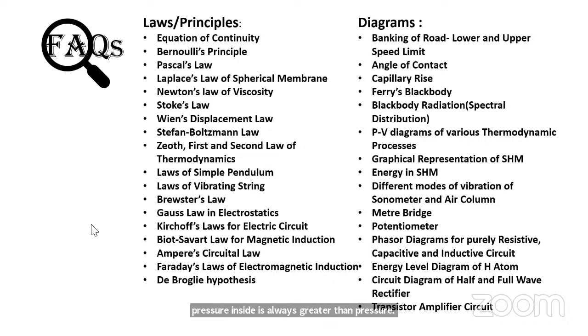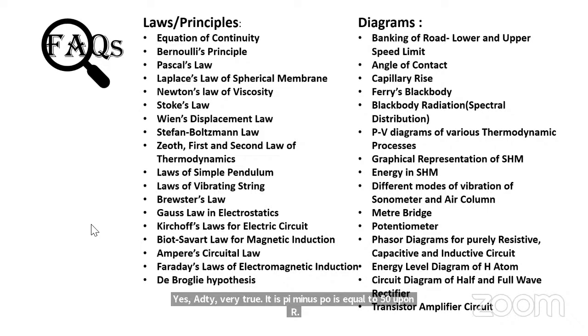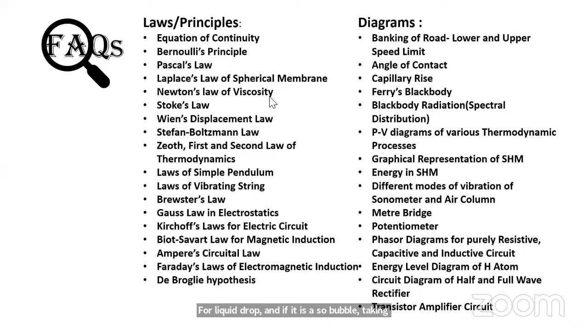Yes, Aditi, very true. It is Pi minus Po is equal to 2T upon R for a liquid drop, and if it is a soap bubble, taking into consideration the two surfaces, Pi minus Po is equal to 4T upon R. So this is just a quick revision. You can use this as the key points to check how prepared you are. Use these slides as the checkpoints for your quick revision.